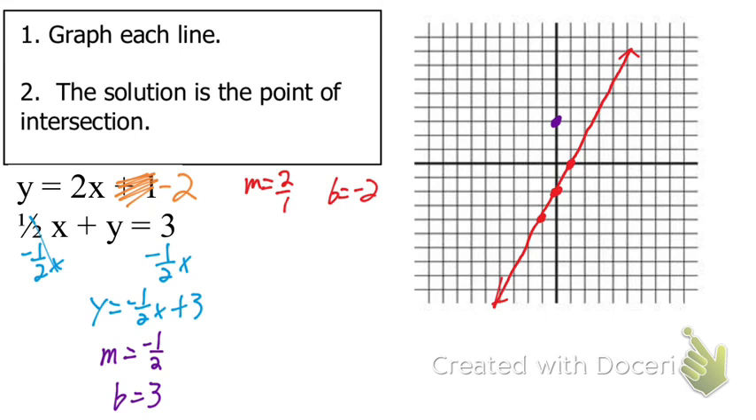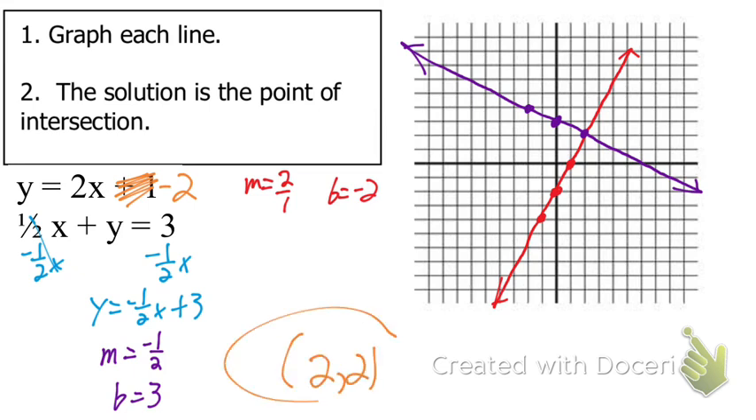Okay, so then we're going to go down 1, right 2, or up 1, left 2. Okay, so we notice we have an intersection here. And what is our intersection this time? Yeah, 2, 2.